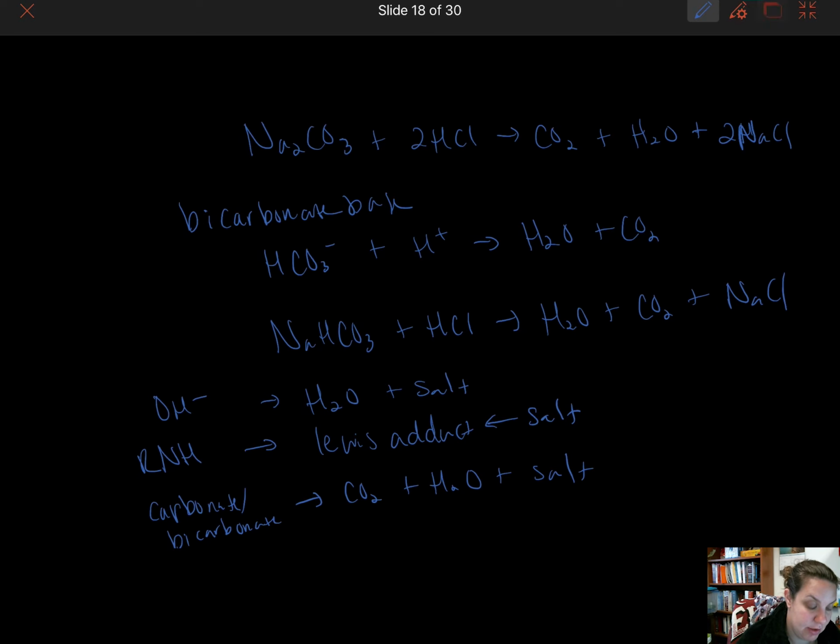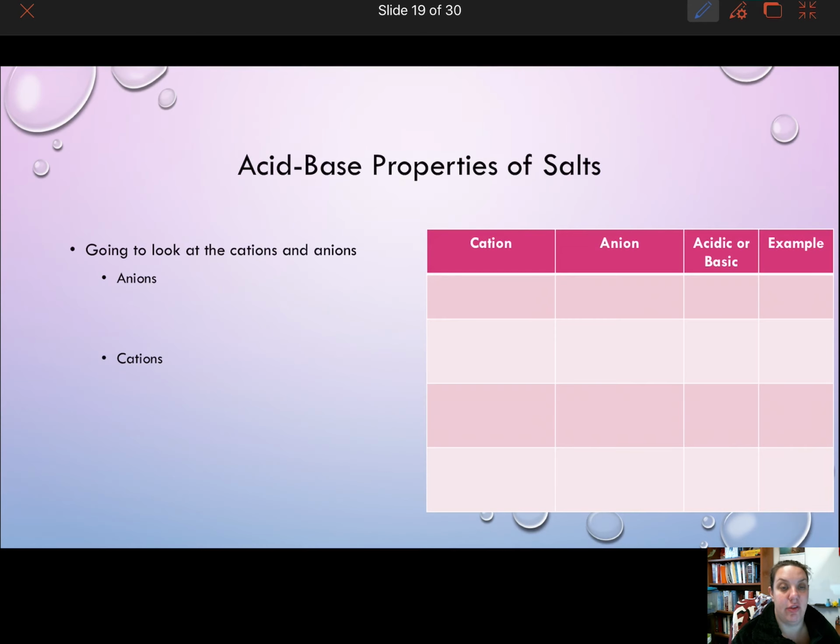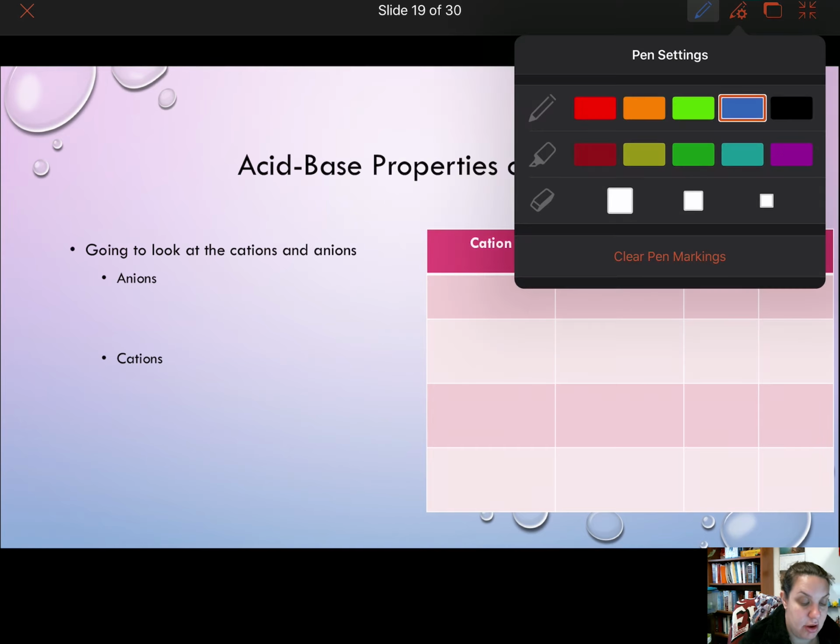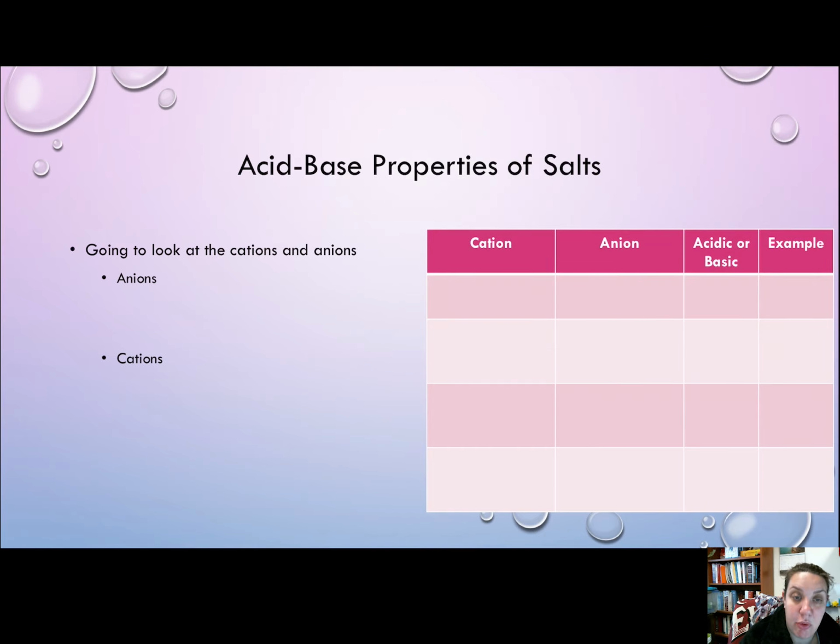Okay. Now, let's look at the salt. So each one of these is going to produce a salt, and we want to know about the properties of that salt. So our salts themselves, the cation is going to come from our base. Our anion is going to come from our acid. So anion is from acid. Cation is from base.